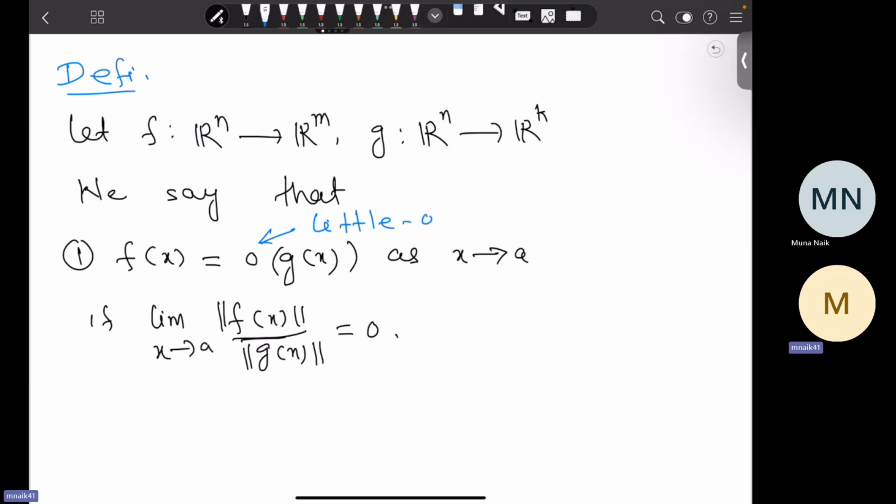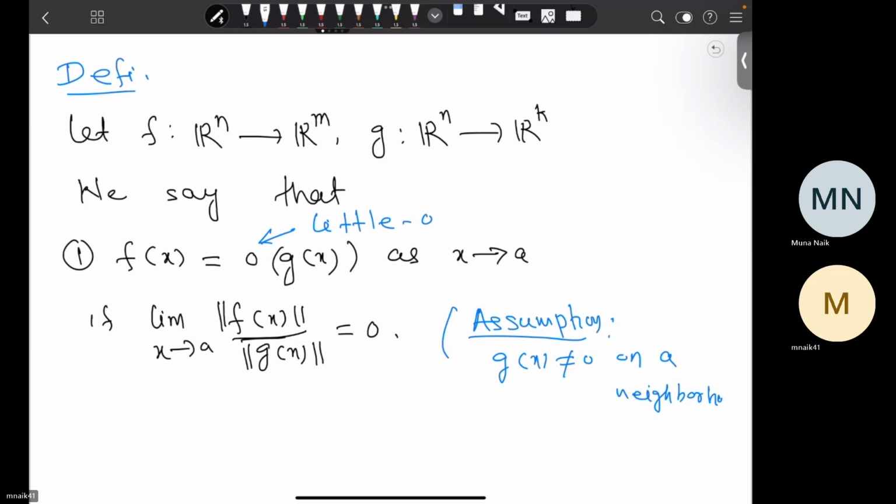Here, what is the assumption on g? The assumption is that g(x) is not equal to 0 on a neighborhood of a, because we are dividing by the norm of g(x). This is the standing assumption.